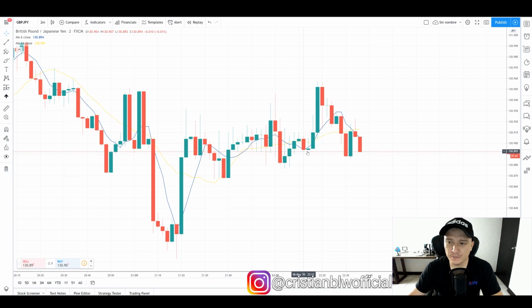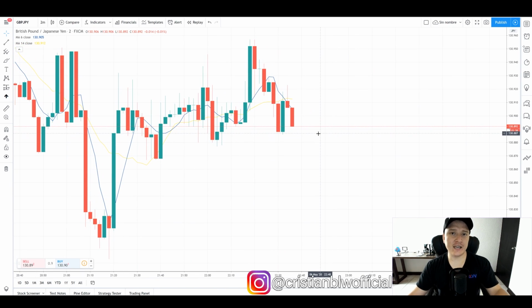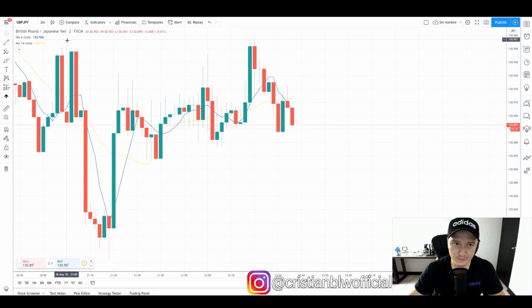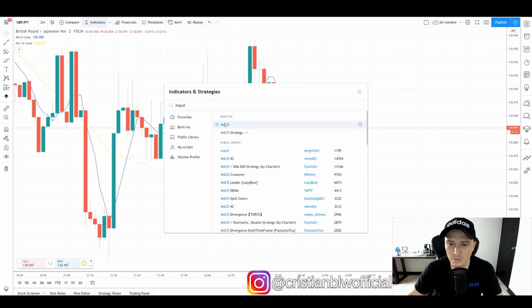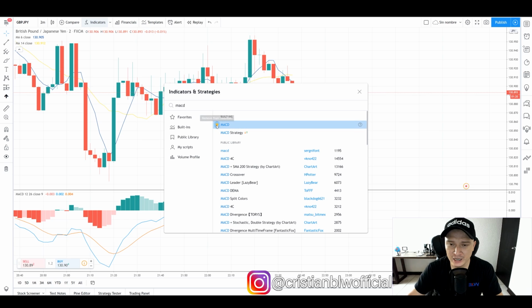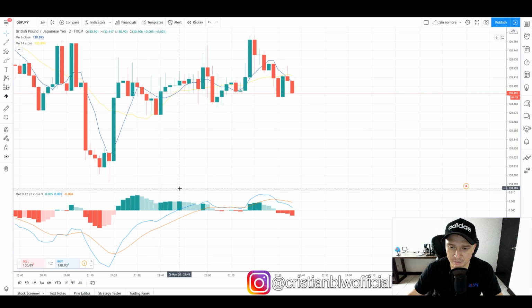Now, here's the deal. Now that you know exactly how to use the moving averages, we're gonna add the first confirmation, the first extra confirmation. Okay, so the first extra confirmation is pretty simple. All you need to do is look for the MACD. There you go, MACD, and you click on it. I'm gonna actually add a star in it so it can be in my favorite.